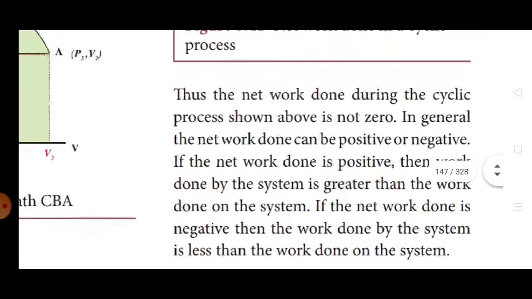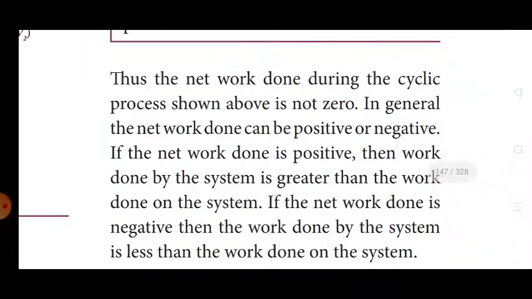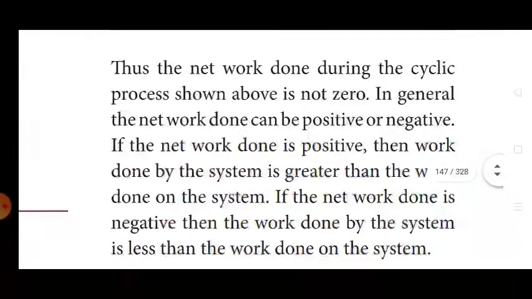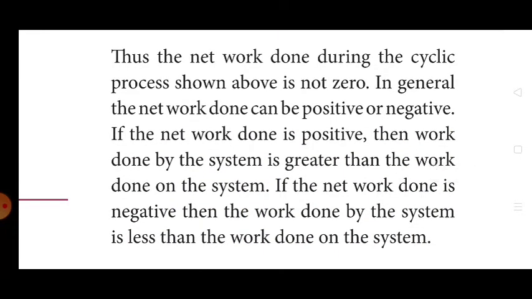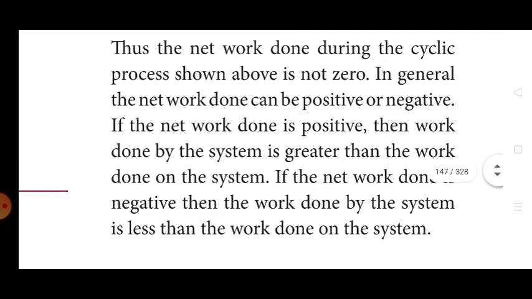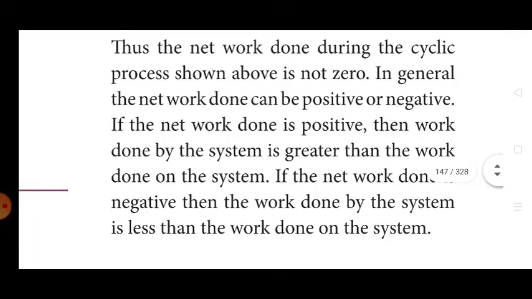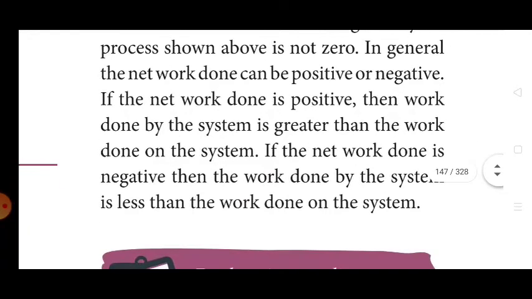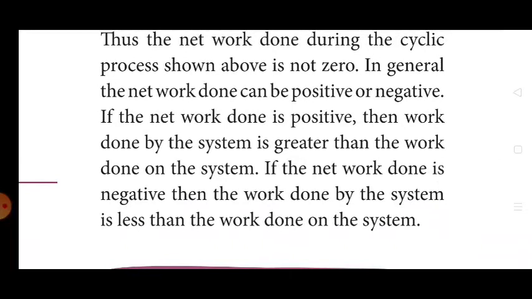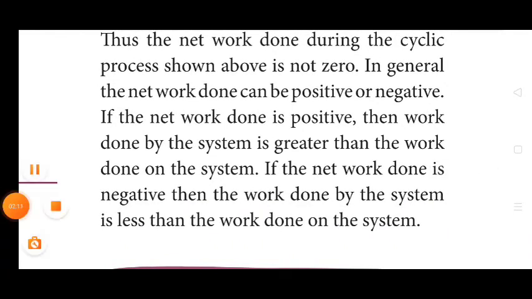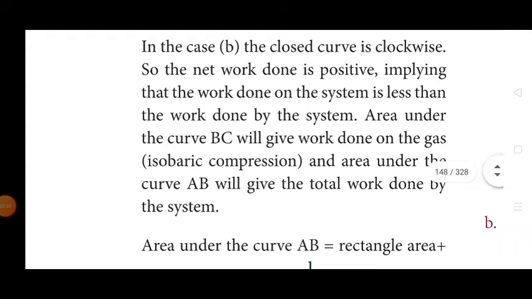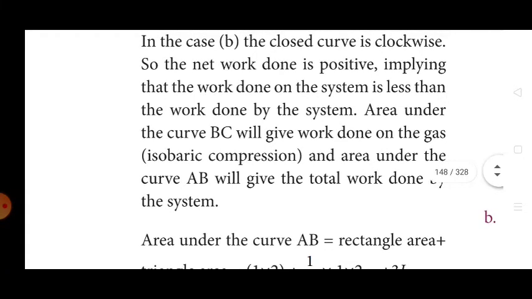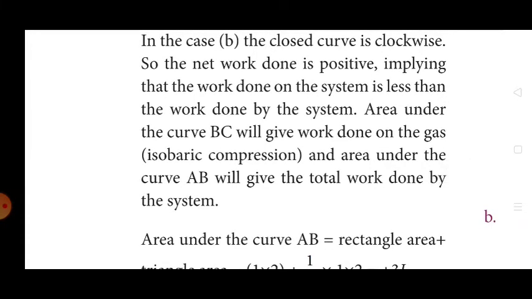Thus, the net work done during the cyclic process shown above is not zero. In general, the net work done can be positive or negative. If net work done is positive, then work done by the system is greater than the work done on the system. If the net work done is negative, then the work done by the system is less than the work done on the system. In case B, the closed curve is clockwise, so the net work done is positive, implying that the work done on the system is less than the work done by the system.